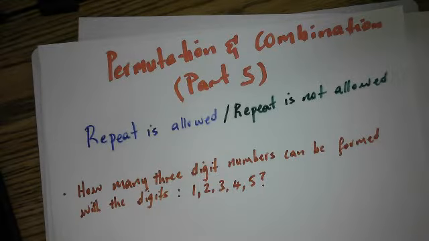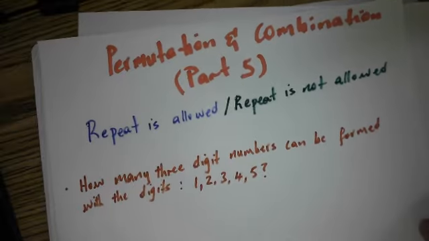This video is part 5 to the concept of permutation and combination, and it focuses on when repetition is allowed and when it is not allowed. Okay, let's move into our first example.